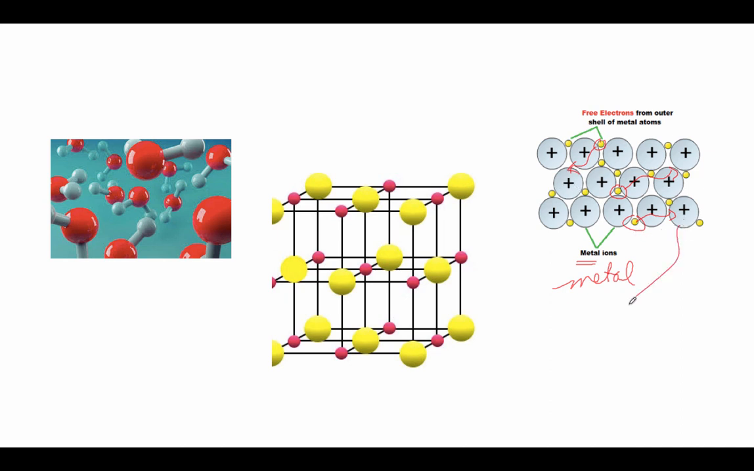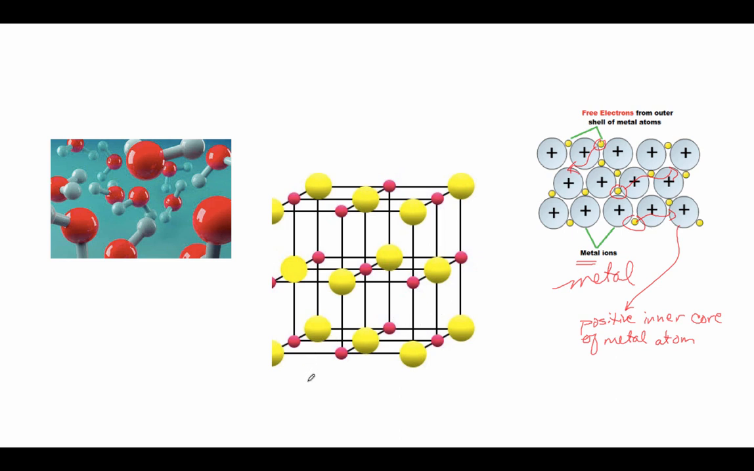Okay, so this is the positive inner core of a metal atom. That just means that the outside electrons are free to move, so I've got that positive thing in the center.